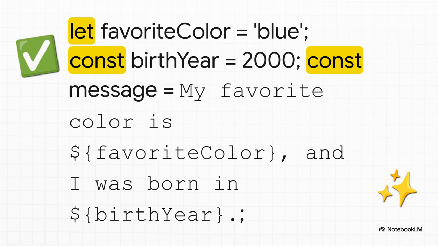Line 1, we use let for favorite color because, hey, maybe next week it'll be green. Line 2, we use const for birth year because that's locked in forever. And line 3, we use our beautiful, clean template literal with those placeholders to build the final message. See how every single thing we just talked about clicks together perfectly?